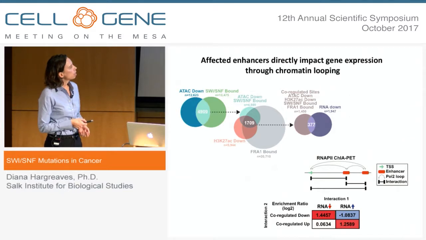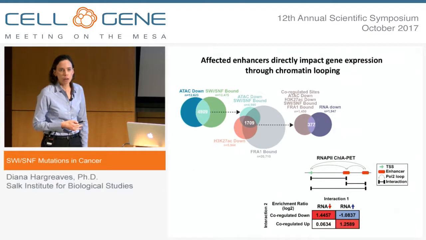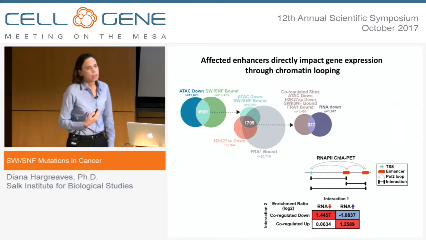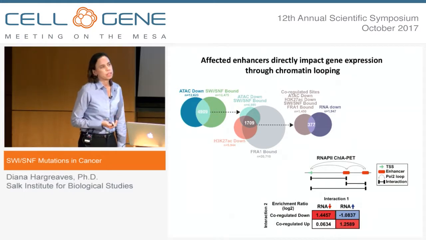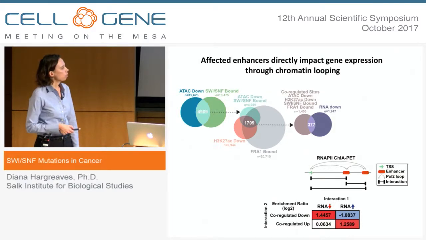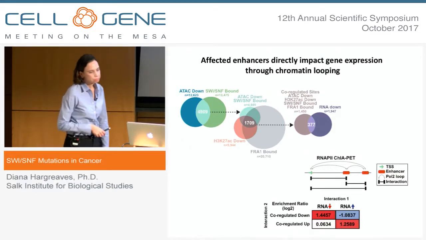So to drive this point home, we overlapped our data with an RNA Pol2 ChIA-PET, which identifies interacting regions of DNA that are bound by Pol2. And we found that these sites that had these features of co-regulated down were more likely to interact with genes that decreased expression than genes that increased expression. And the vice versa was also true. So sites that had increased accessibility and increased K27 acetylation were more likely to interact with genes that were going up than genes that were going down.